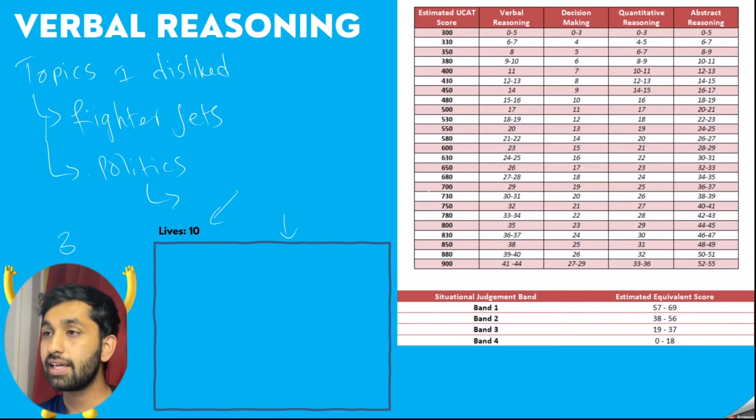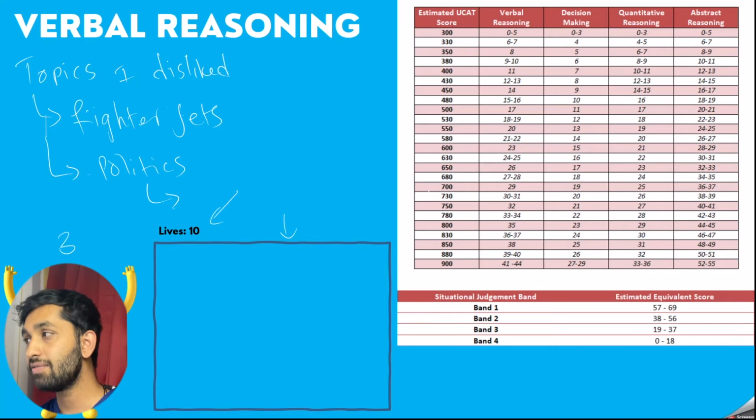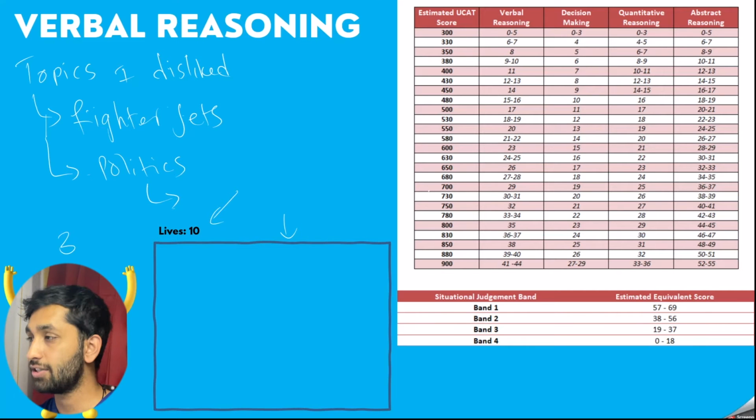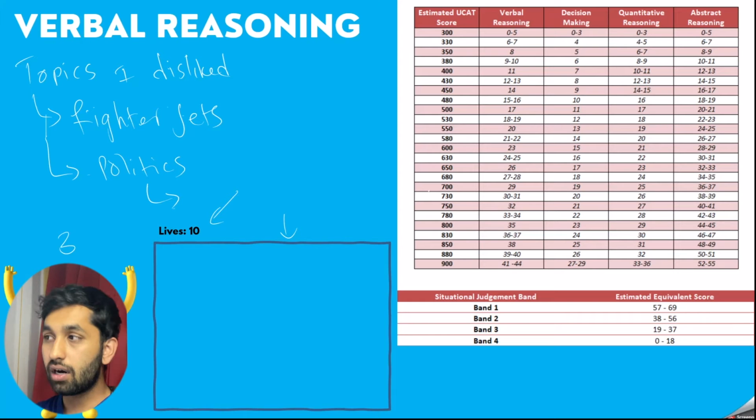But even if I missed out more than 10 lives, sorry, when I say 10 lives, I mean more than 10 questions, I still wouldn't care, because getting a lower score than 780 is still relatively good. In fact, 600 is a very decent score for verbal reasoning. So I wouldn't stress too much about trying to aim for 900 because, number one, statistically it is the worst subset out of all of them.